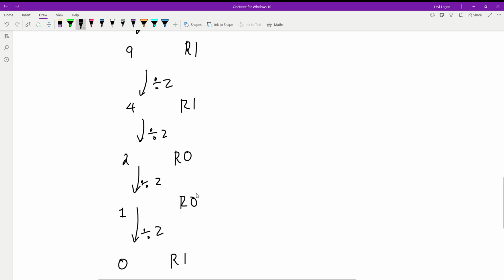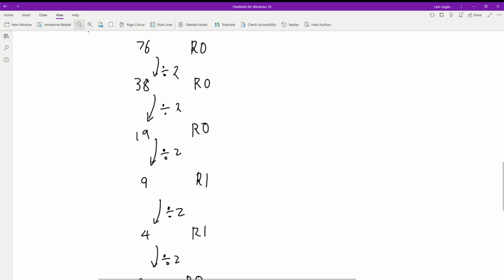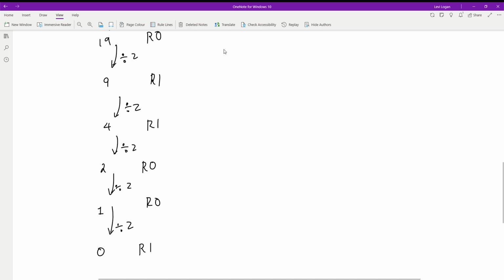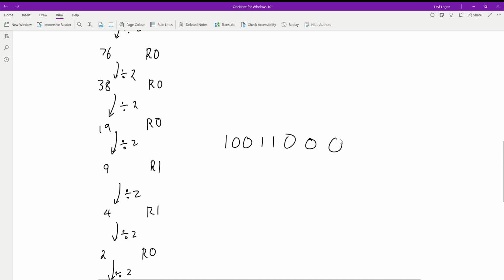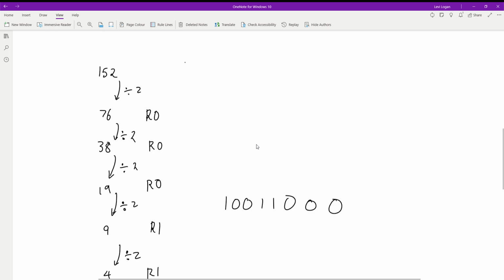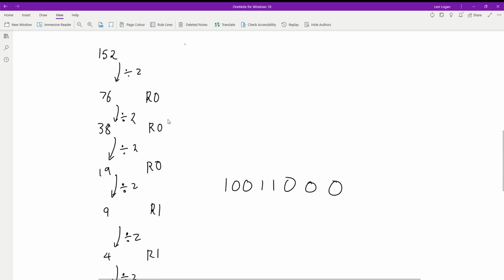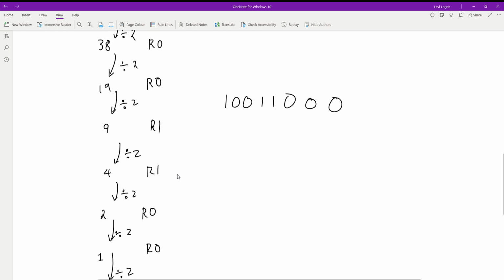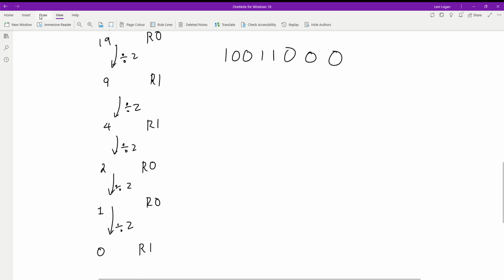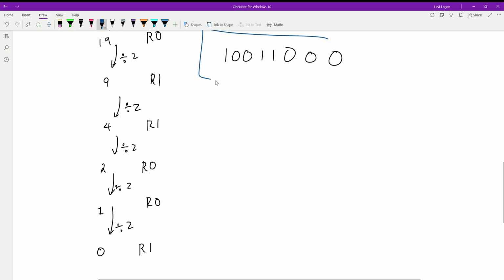So what we have is, if I zoom out again, let's go 1, 0, 0, 1, 1, 0, 0, 0. So this is the binary number of 152 if I've counted that right. So 3 zeros on the end, 2 1s, 2 zeros, 1 1. Okay, cool. So this is the binary number of 152, okay?